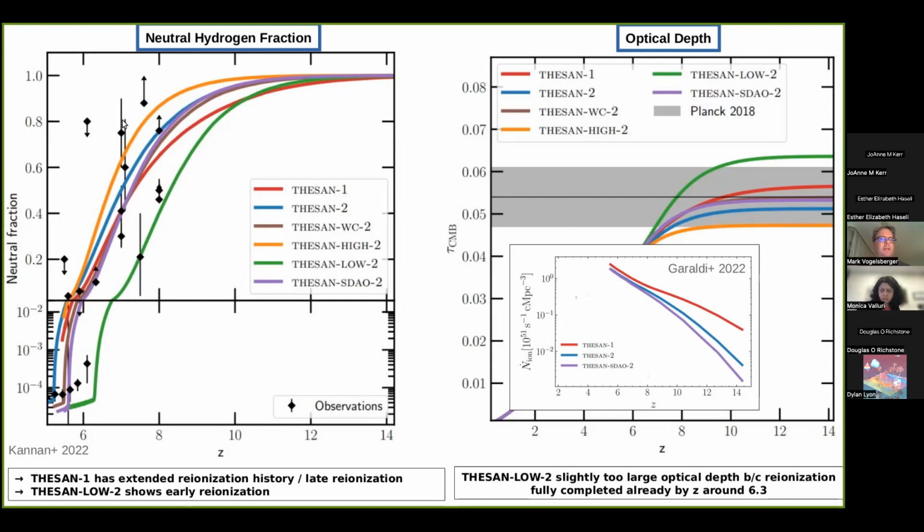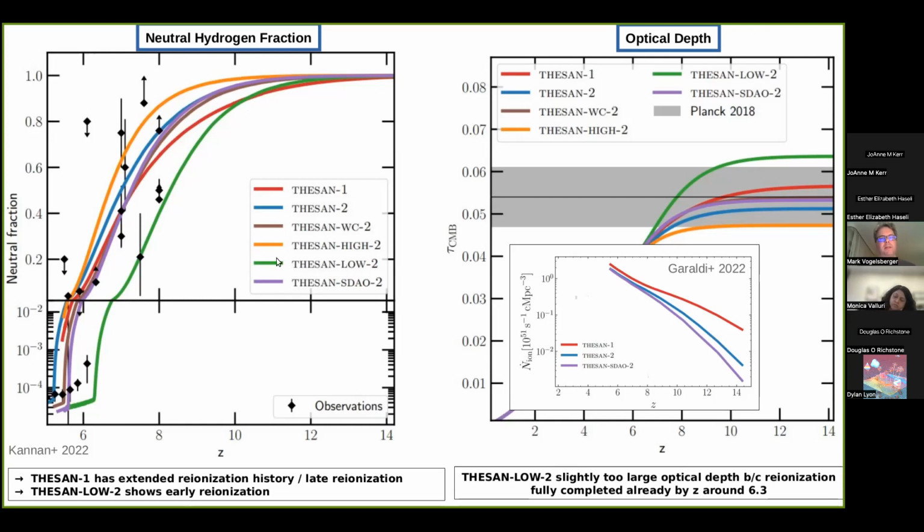There are also some observational constraints, sometimes upper limits, sometimes lower limits, and sometimes with error bars. But if you look at the THESAN 1 prediction, which is the red line, you see that it's broadly consistent with what we expect. So this favors a late re-ionization model, because we need to go to redshifts below 5.5 to get fully re-ionized in that model.